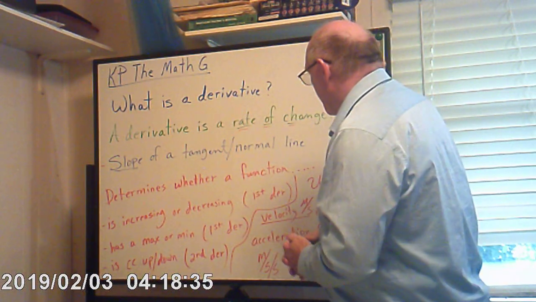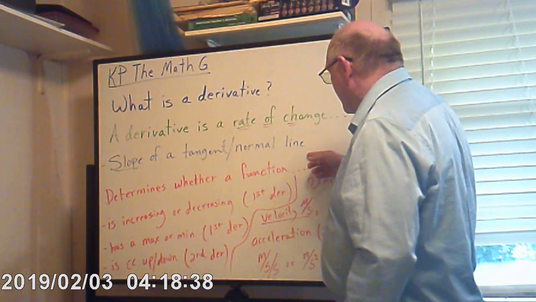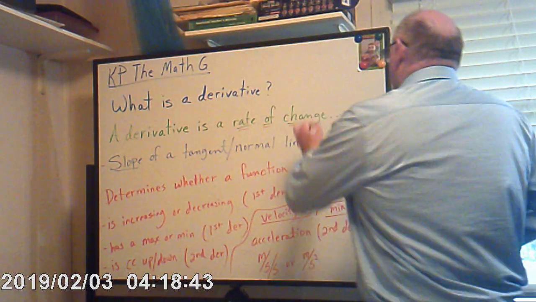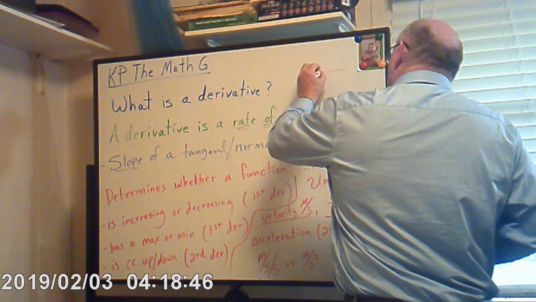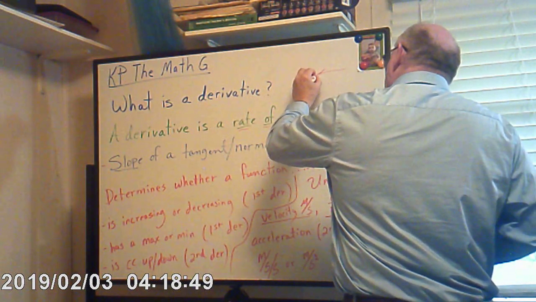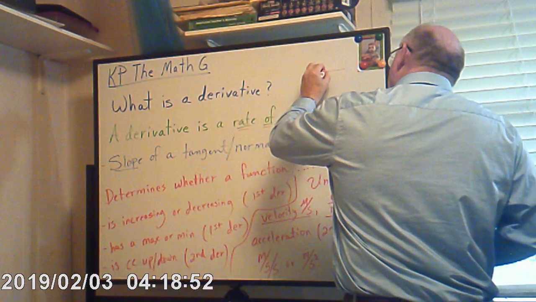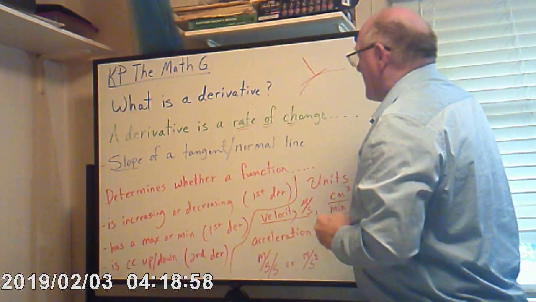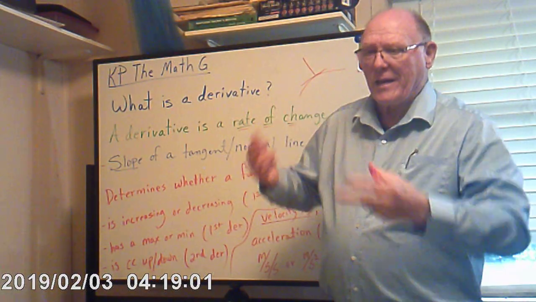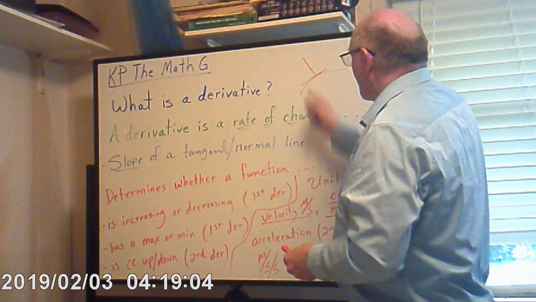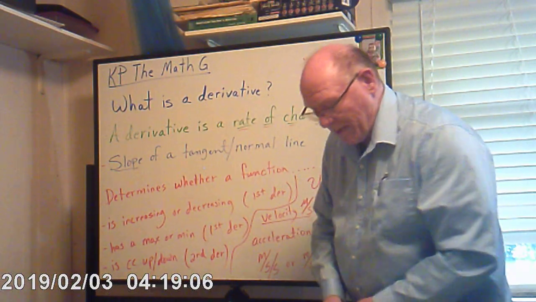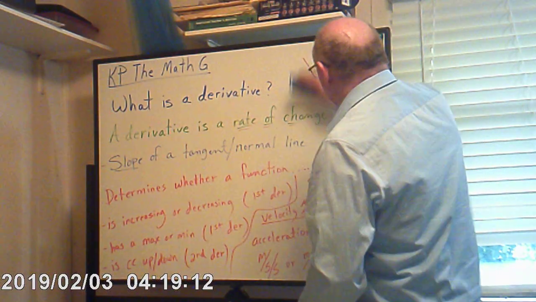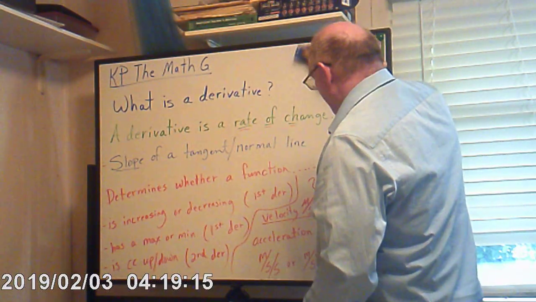What can you do? You can find the slope of a tangent or a normal line with a derivative. If the curve is like this, you have a tangent line. A normal line would be perpendicular to the tangent line, and of course that's the negative reciprocal. That's what the normal is. You just have to know that as we studied, but that's a lesson in and of itself. So, tangent and normal lines.